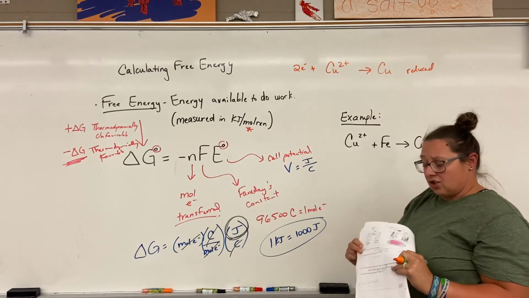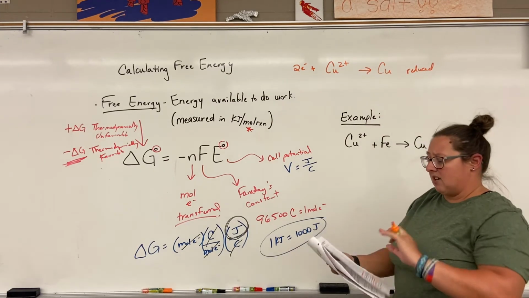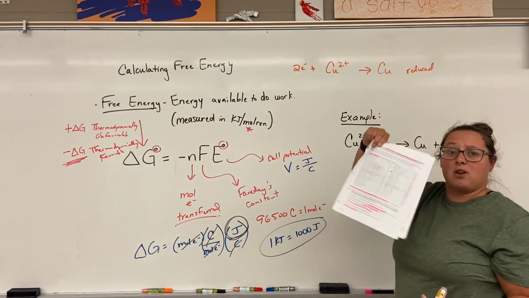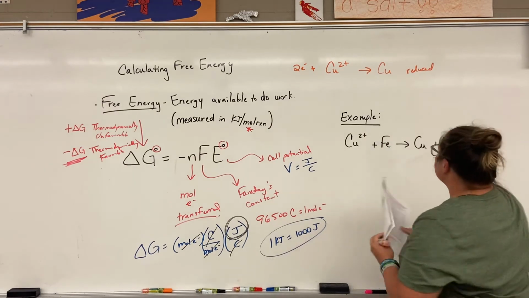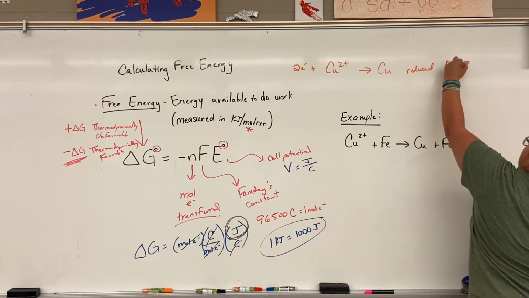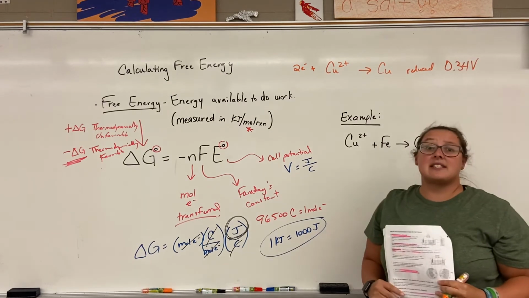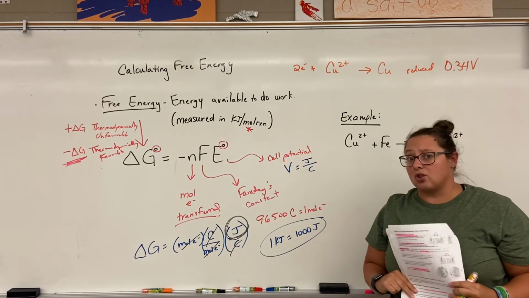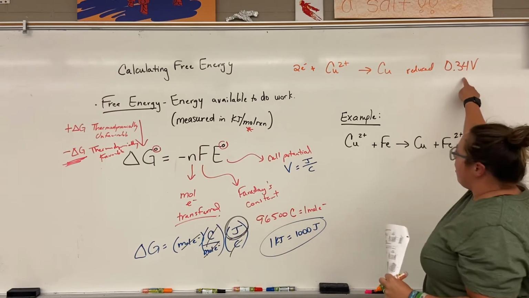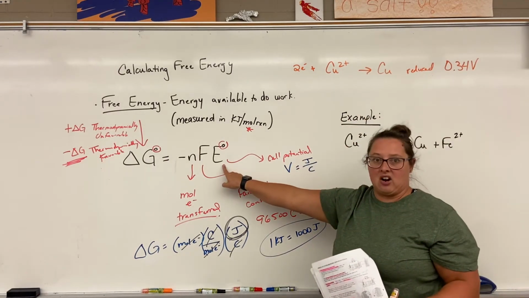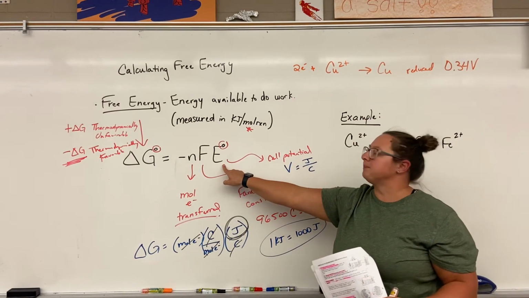If you look at the chart, remember that I posted it online for you. It's in this big old note packet. If we look that up, we get 0.34 volts for my standard reduction potential. This is important to know because we're going to have to calculate our cell potential in a little bit.